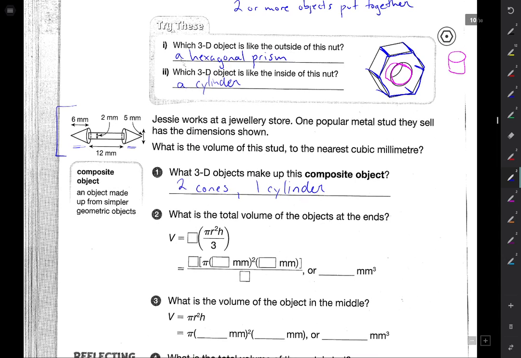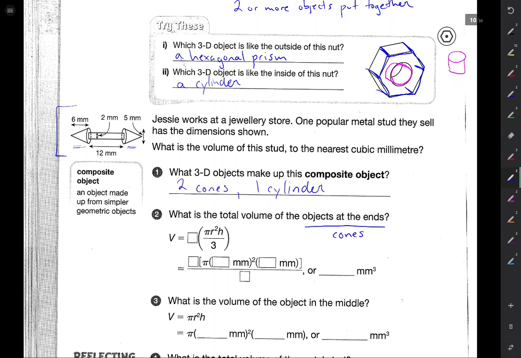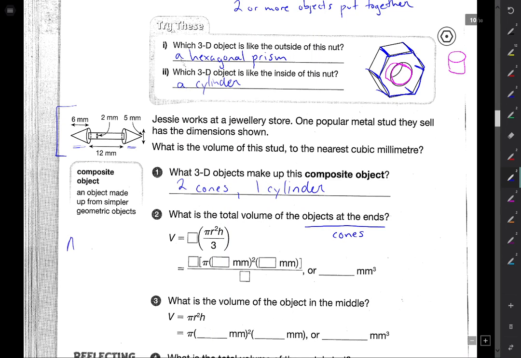So let's start with the volume of the objects at the ends, which means the cones. If you remember from the previous topic we did, the volume of a cone formula was the area of the base times the height divided by 3. The base of a cone, if we draw a little cone here, is a circle. So the area of the base is pi r squared, which is what they have in the formula right over here. Then they have times the height divided by 3.